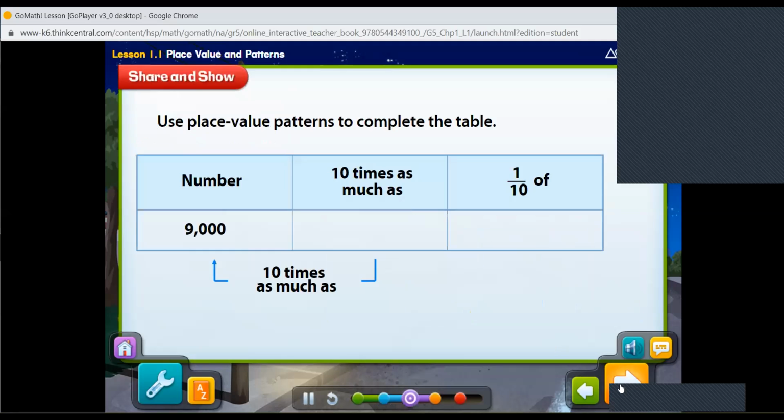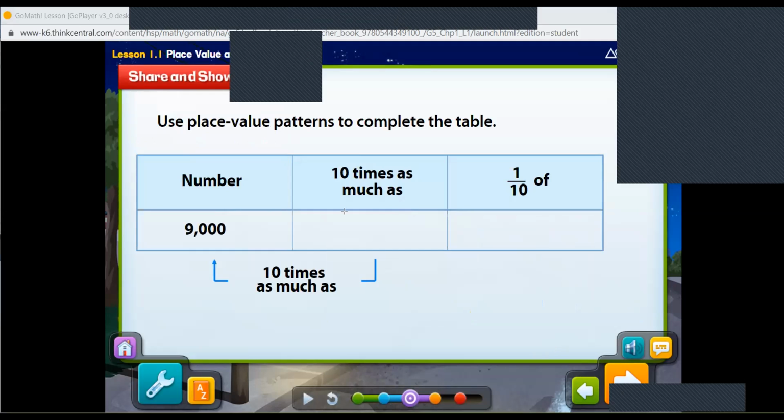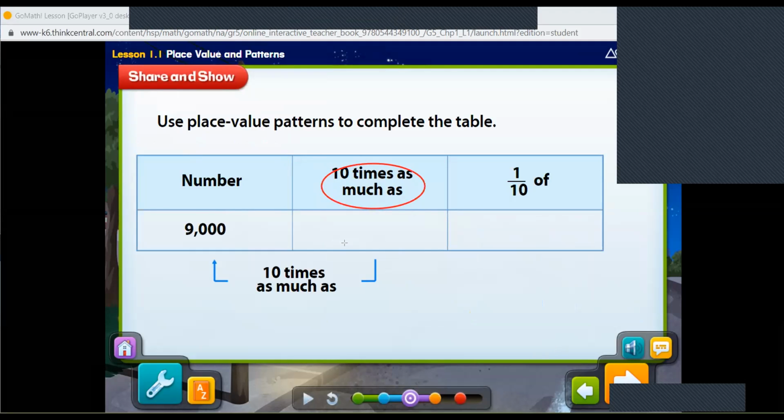Let's continue. Use place value pattern. Then what I explained to you yesterday in my class is that when it is times, you need to multiply. That means you will add a 0. And if it is 1/10, that means 1/10 of this number, you will remove a 0, like remove a 0 from 9,000. So your answer goes as 900. This is what we have done, Anna, in our last class.